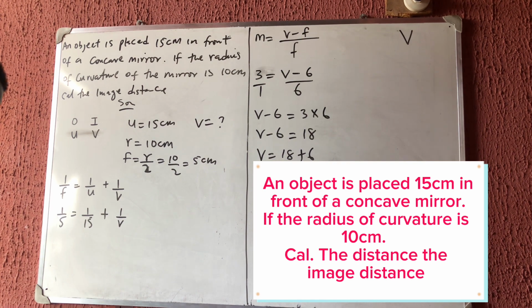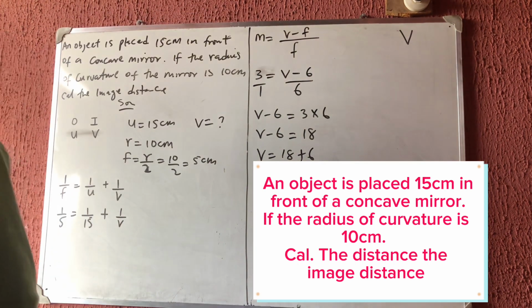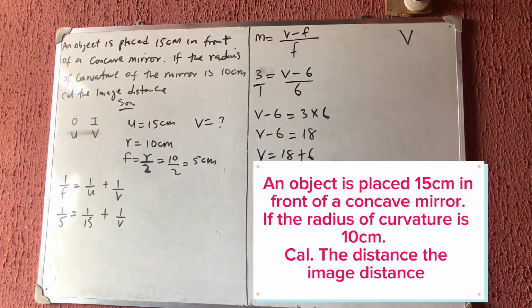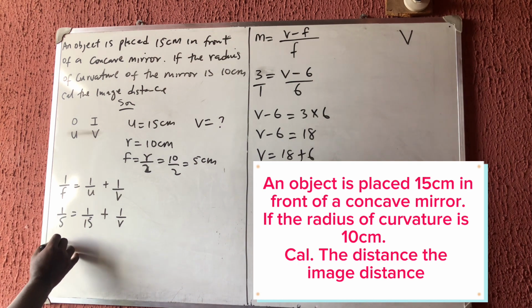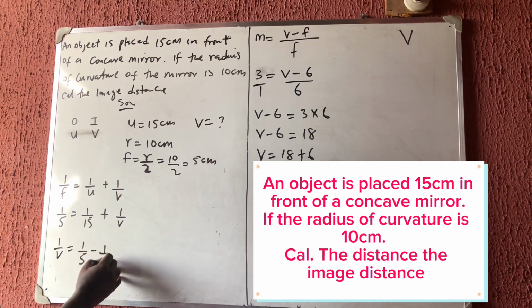Okay, so what do we have? We now do the mathematics. This one will move here. So I have that 1 over V is equal to 1 over 5 minus 1 over 15.